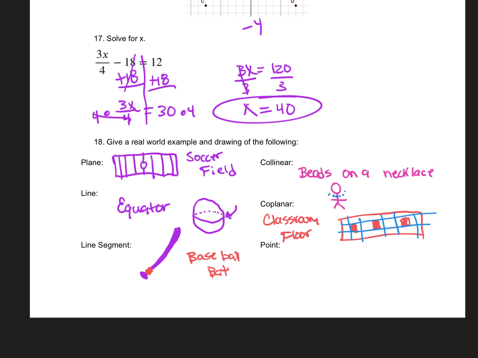And then last but not least, probably the easiest one, a point. Let's go ahead and just match it up with the one across. A baseball, a basketball, all right, whatever you want to choose, softball. But yeah, those are real world examples of what we are dealing with, all right?